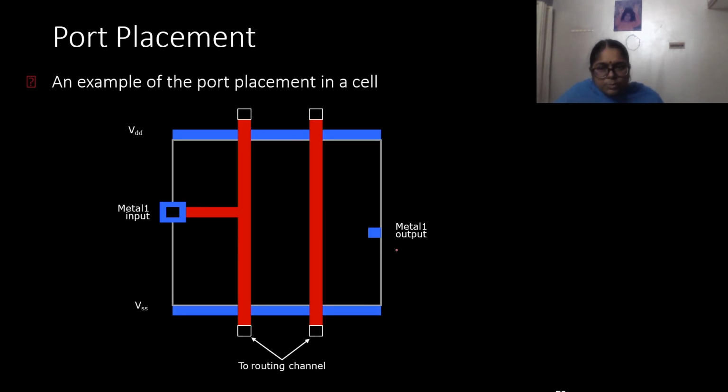And what about the port placements? Once you have VDD, VSS, you have the poly, etc. You can see here that these will be the routing channels to which the other connections have to be made. You can see this is one port where input is to be given. This is the port where output has to be taken. So for every cell, input port and output port will be marked, and similarly the connections to the cells can also be indicated here.